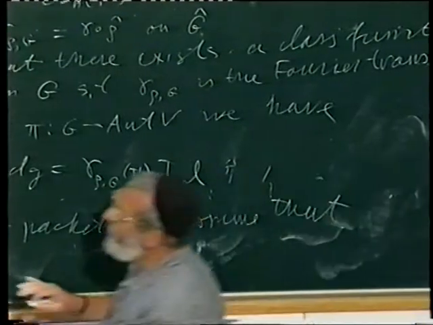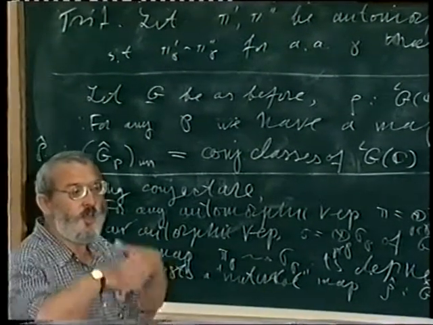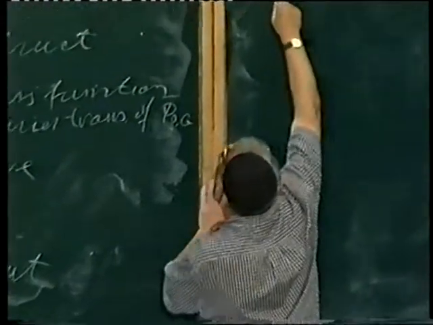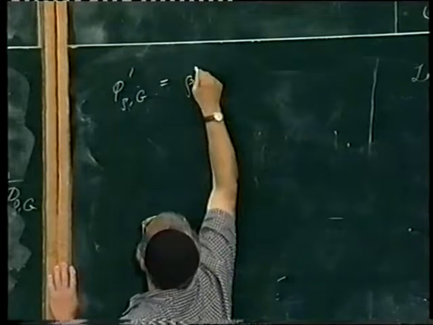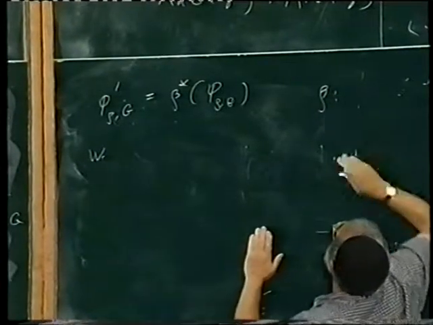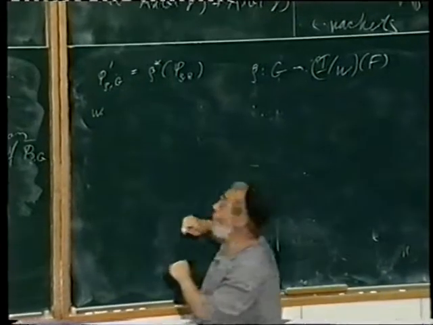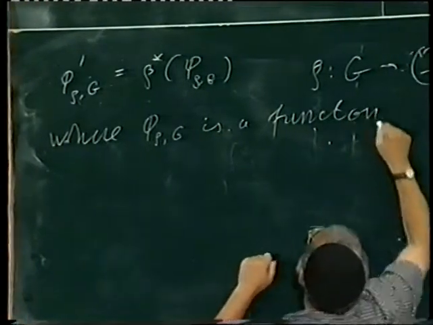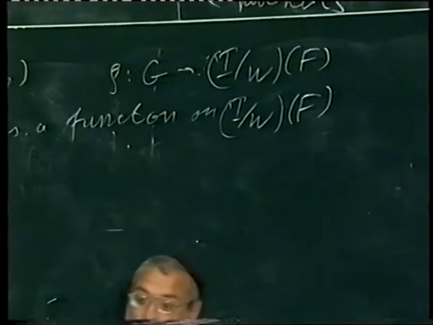What does it mean? If you have two representations of G which are very similar and indistinguishable, their image in GL_N should be the same. Multiplicity one essentially says it. We assume that the function f_rho,G can be written as beta star of f_rho,G, where beta is the map from G into T mod W over F, the same map as we had before, where f_rho,G is a function on T mod W. In other words, we assume the function has the same value on such elements.